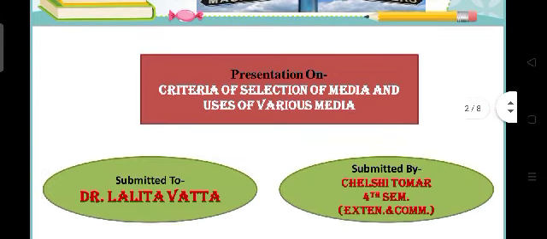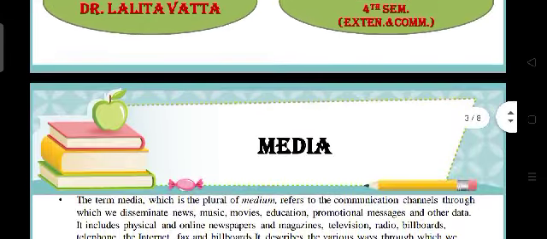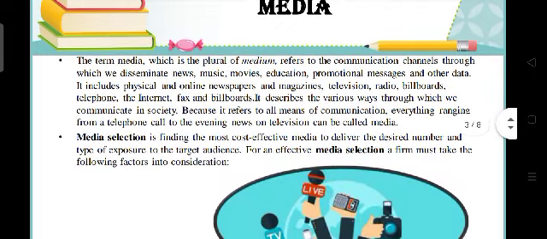Here I am going to discuss the criteria of selection of media. So here is the introduction part, in which I describe the media. The term media, which is the plural of medium, refers to the communication channels through which we disseminate news, music, movies, education, promotional messages, and other data. For example, we read online and offline newspapers, magazines, and we use television, radio, billboards, and telephone. These are all the media which we use in our daily life.